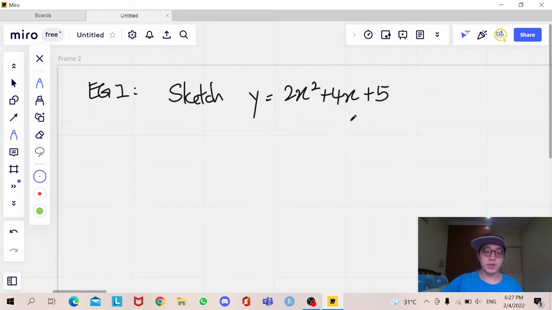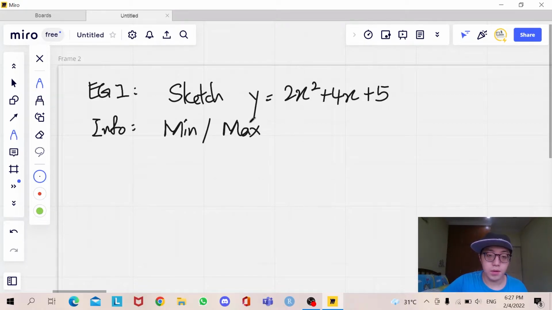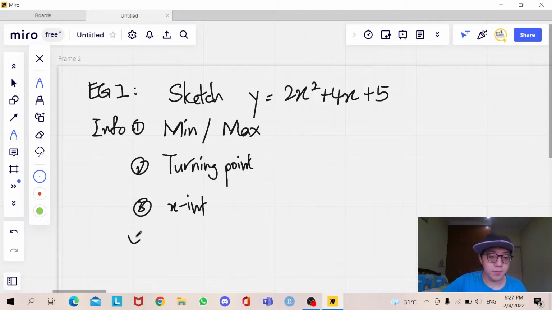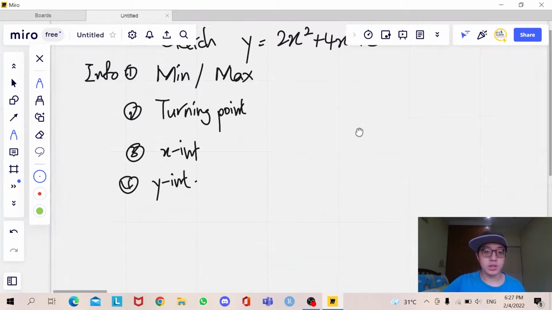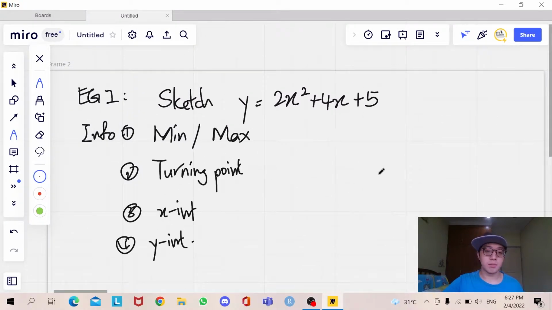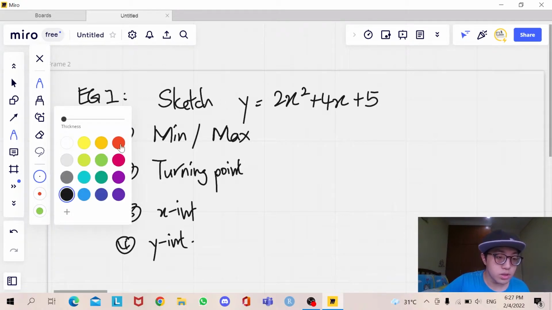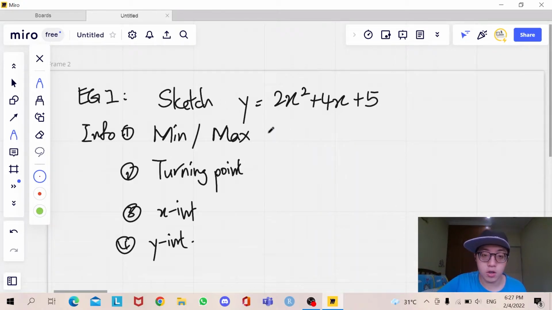So from the info just now, we need a few things. Minimum or maximum, this is number one. Number two is the turning point. Number three is the x-intercept, and number four is the y-intercept. So from here, what we need to do is to determine whether it's minimum or maximum. In order to determine that, we need to look at the coefficient of x squared, the coefficient a.